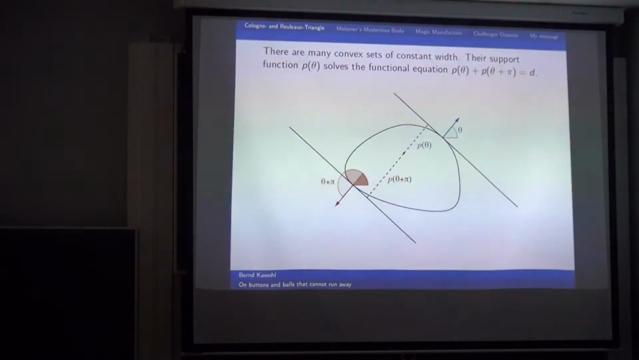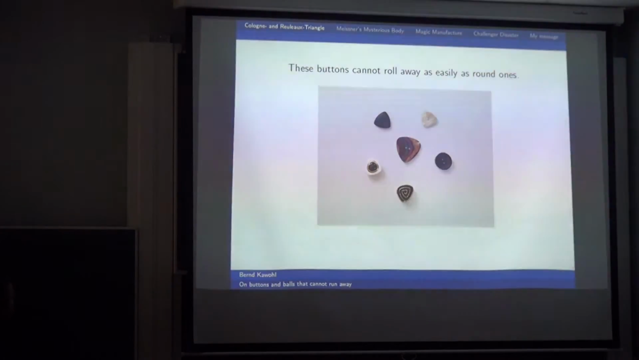For instance, p equal to d over 2, the constant d over 2. But you can add a trigonometric function to it, and you can add a Fourier series, and it still satisfies this kind of equation. Now, these are all sets of constant width.